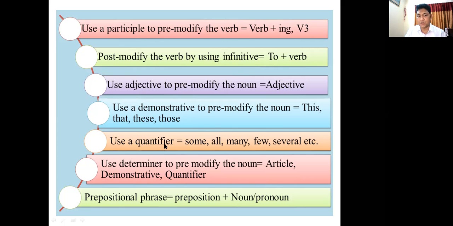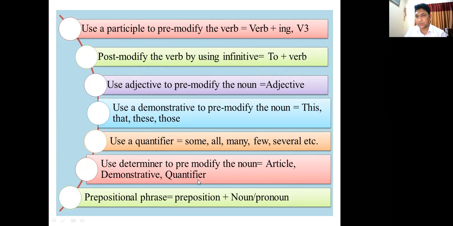When you are asked to use a quantifier, you have to give information about number, like some, all, several, many, few, etc. Use determiner to pre-modify the noun. When you are asked to use determiner to pre-modify the noun, you can use article, demonstrative, quantifier.